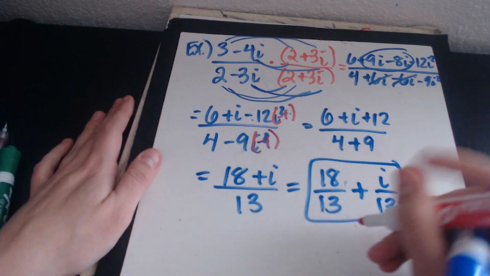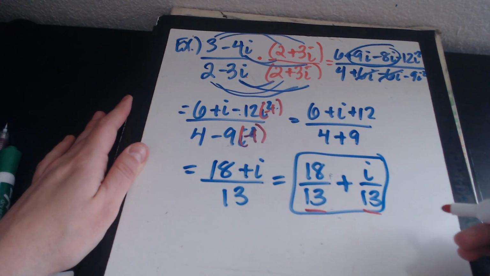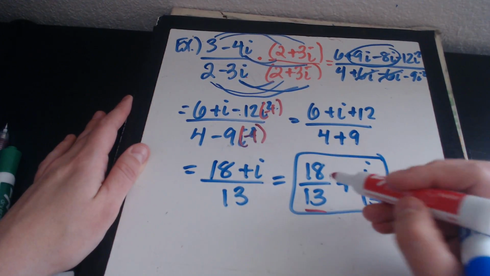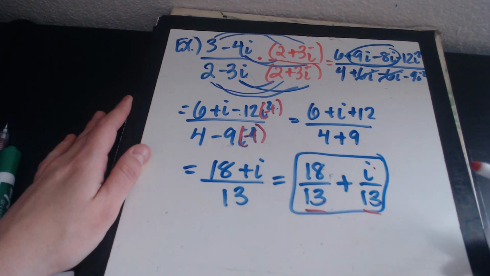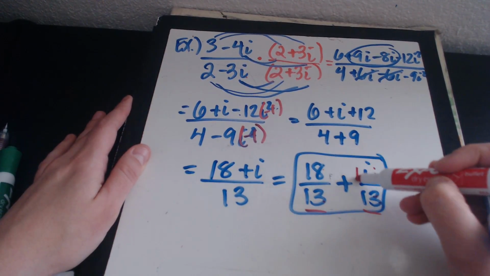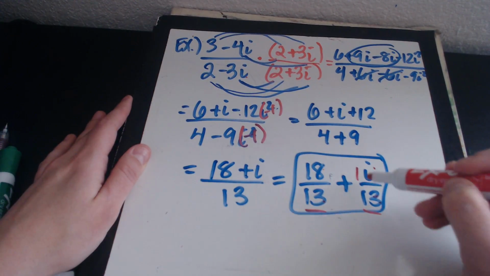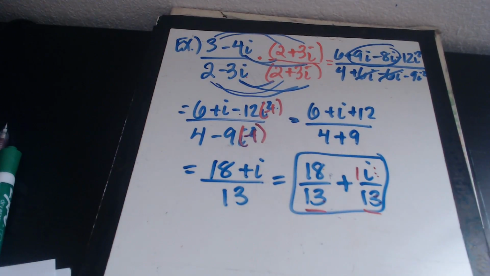Now, this is just purely coincidental that we got 13 again as our denominator. But in this case as well, if I could reduce here, I would. If I could reduce here, I would. You can leave this as i over 13. You can put a 1 there if you want, but it's perfectly fine to leave it just as it is.